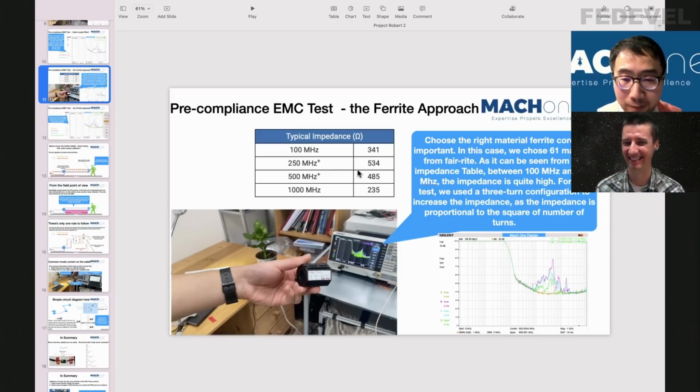Okay. So in this case, we chose a ferrite, as you can see, from 100 megahertz to 500 megahertz. We have very good impedance, 534 ohms. So we pick up this ferrite, and then let's see what happens.